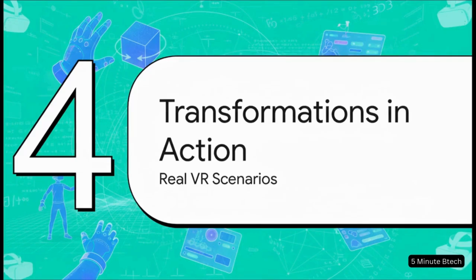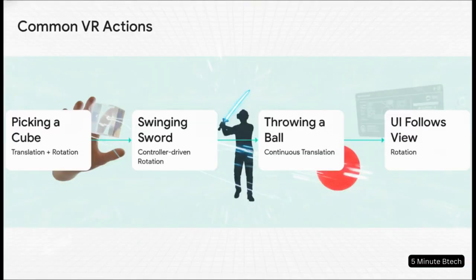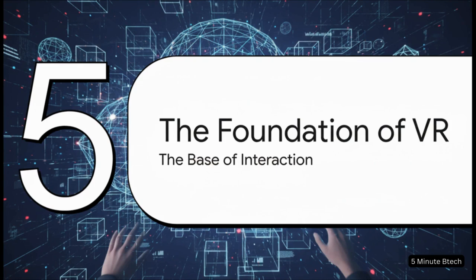So let's see how this all comes together. Now we can actually deconstruct some really common VR actions and see the specific transformations that make them happen. Just think about it for a second. When you reach out and grab a cube, your hand's position and orientation are being tracked. That's translation and rotation working together. When you swing a sword, that whole arc is mostly driven by the rotation of your controller. Throwing a ball? That's just applying a continuous translation to it after you let go. And even a simple menu that always stays in front of you, that's just rotating to always face wherever your head is looking.